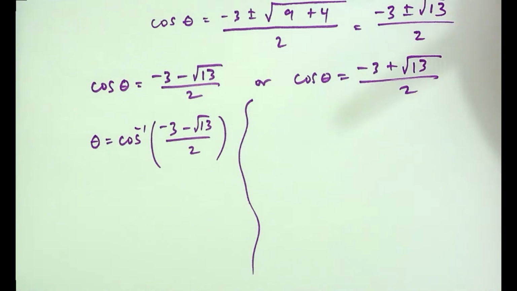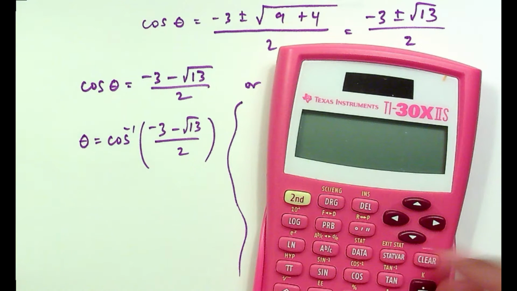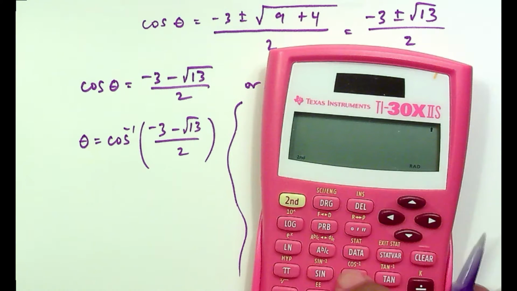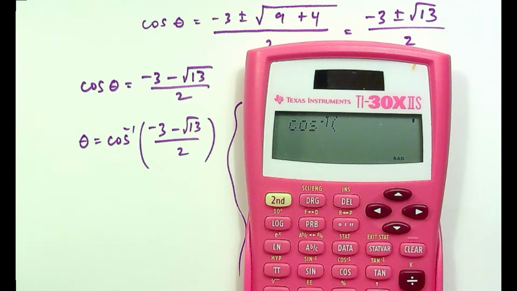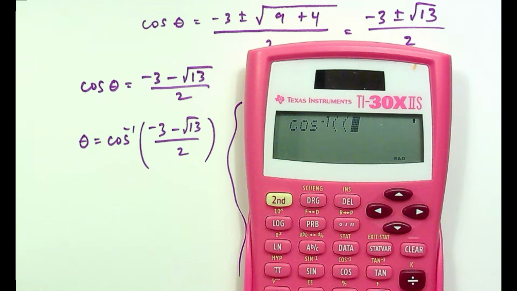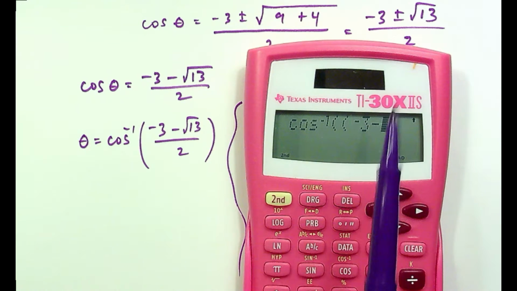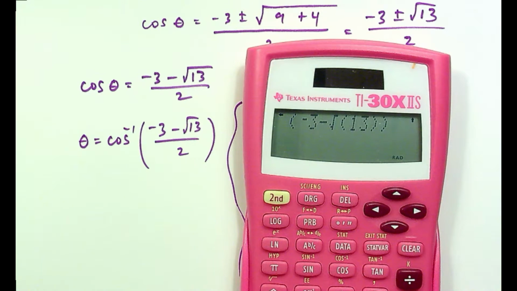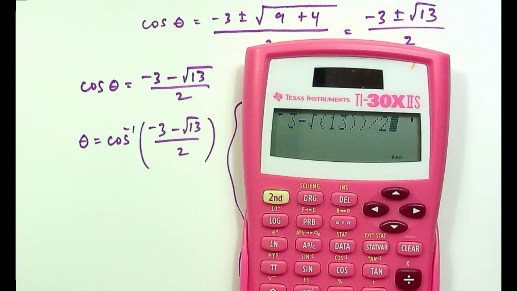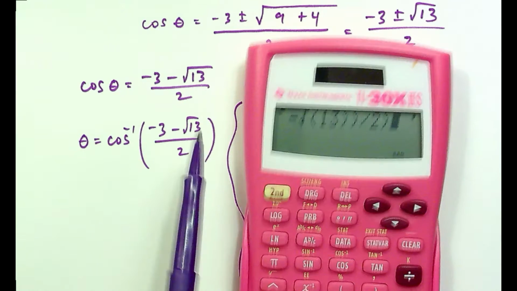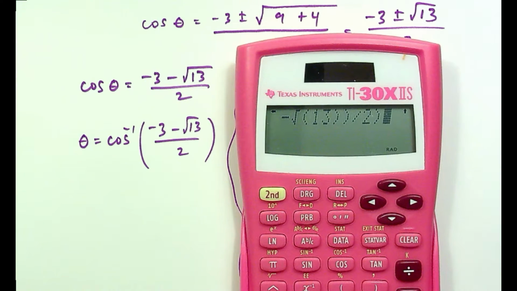Okay, so let's put this in the calculator and see what happens. So you're going to get cosine inverse of, now remember when you have a fraction like this, you have to put parentheses around the numerator if there's more than one thing going on there. In this case, this numerator has two terms, so we really have to put parentheses. So parentheses on negative 3 minus square root of 13. Close the numerator, divide by 2, and close that big parenthesis over there.